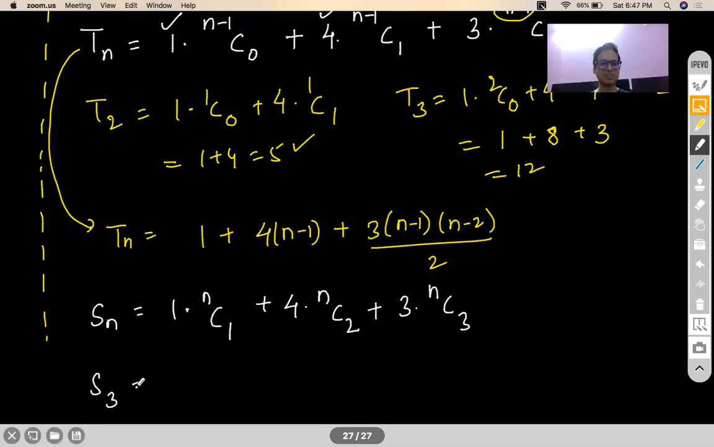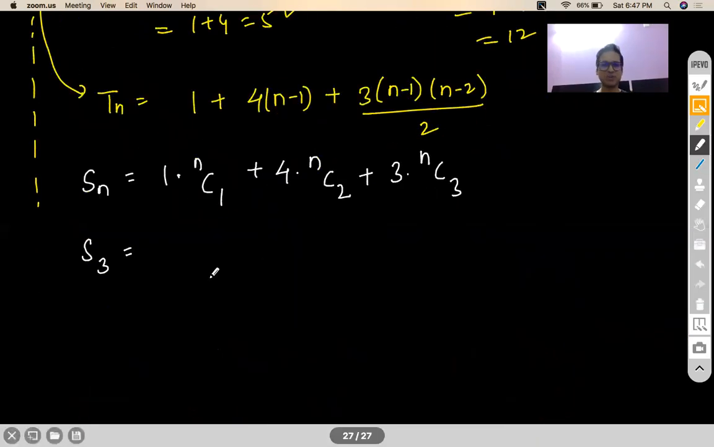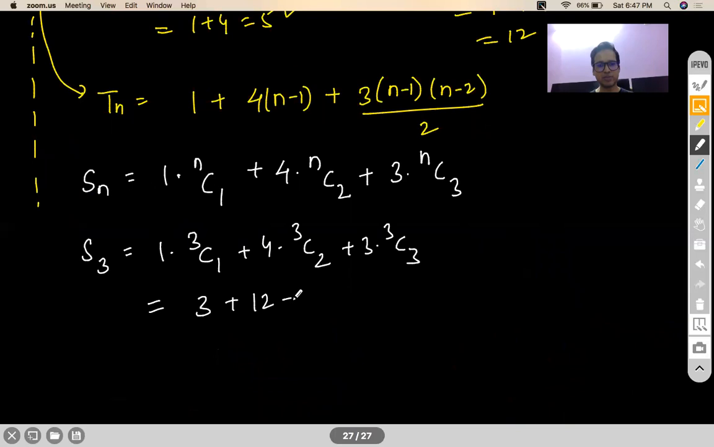Okay. Let's not believe him. Let's put n equal to 3 and let's check. Are we getting 18? That is 1 plus 5 plus 12. Let's check. So when I do that, I get 1 into 3c1, 4 into 3c2, 3 into 3c3. That's nothing but 3 plus 12 plus 3. Yes, this guy was a genius. You get an 18. Okay.